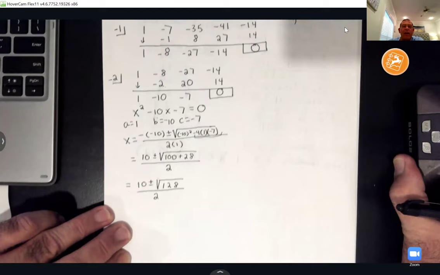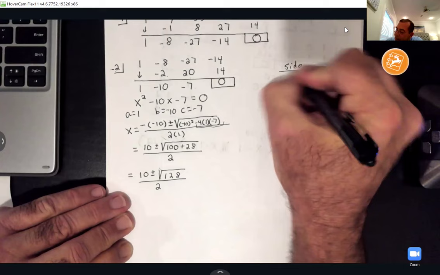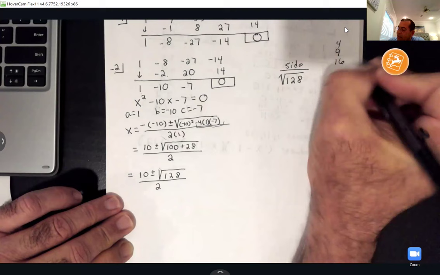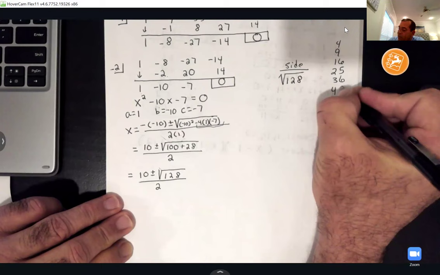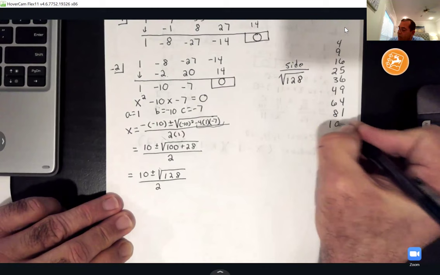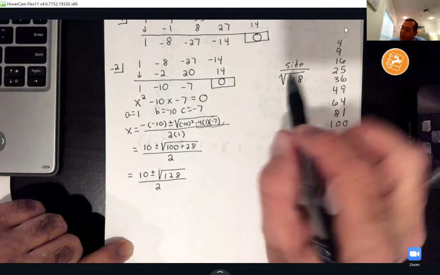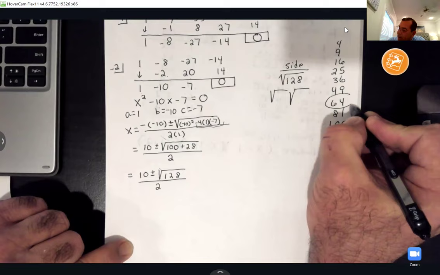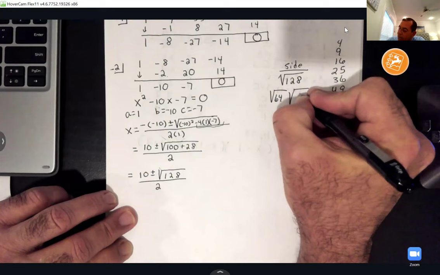So on the side, I'm going to simplify the square root of 128. Now remember, you're looking for factors like 4, 9, 16, 25, 36, 49, 64, 81, 100. That's probably as big as I need to go on this. But there is a factor of 128 sitting over here, and the largest factor of 128 is going to be that 64. So I would make this a 64 and a 2.